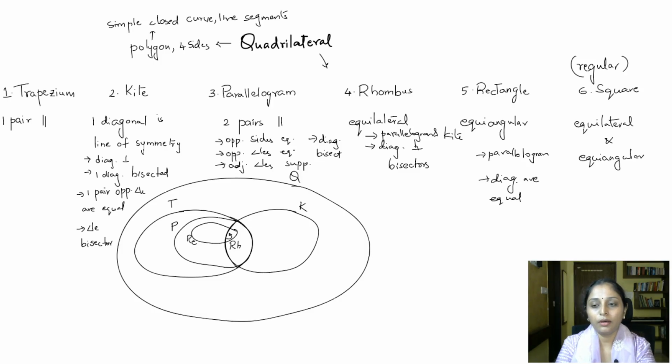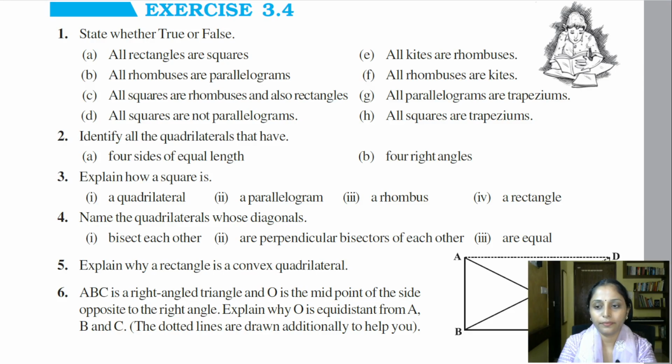So now that we have revised all the properties and all the basic definitions, let us go to our exercise. So here, the first question, state whether true or false, all rectangles are squares. Now clearly this is false because we have seen just now that all squares are rectangles, but all rectangles need not be squares, right?